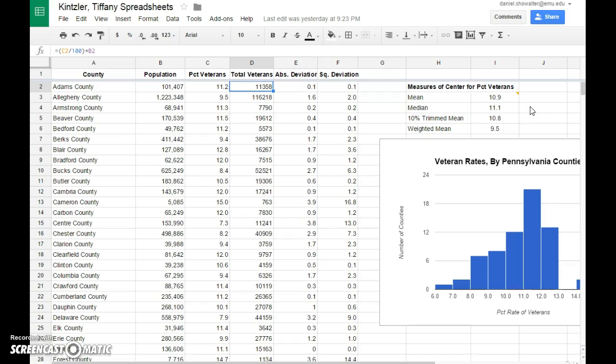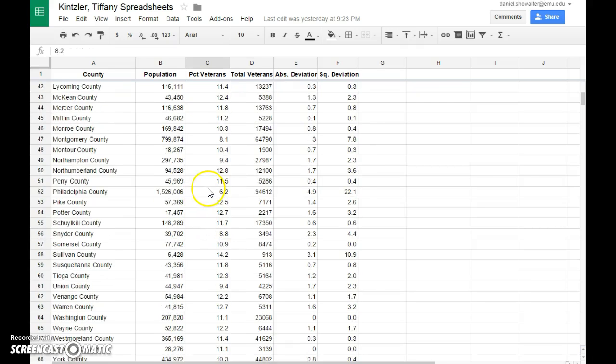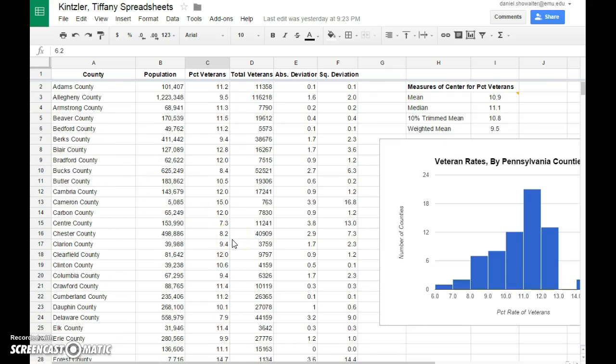But not every county has that, right? We can look at this list here. Let's take a look at Philadelphia, I'm going to guess it is going to be pretty off. Yeah, look at Philadelphia. Only 6% of the people living in Philadelphia are veterans. So much lower than the statewide average. So the question then becomes, if not everyone is right at the center, how spread out are they? About how far are they away from the center?